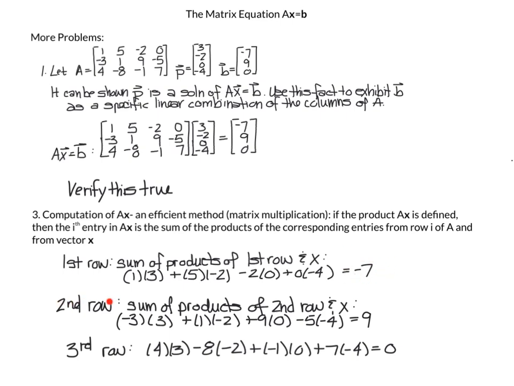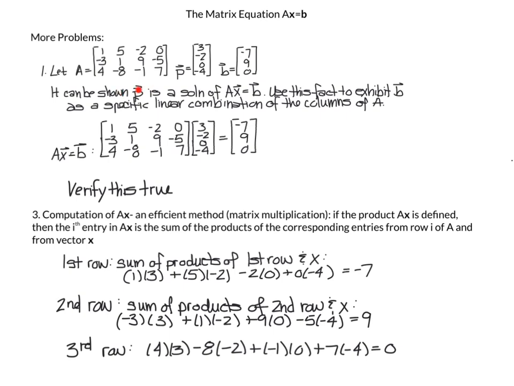The second row then is going to be the second row of A times our vector X. So that's minus 3 times 3, 1 times minus 2, 9 times 0, and minus 5 times minus 4, and that is equal to minus 9. Our third row is our third row of A multiplied by X. So that's 4 times 3, minus 8 times minus 2, minus 1 times 0, and 7 times minus 4, which is equal to 0. And you can see the 7, minus 9, 0 is exactly B.